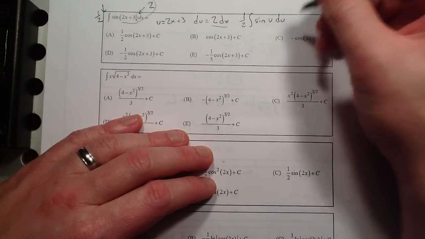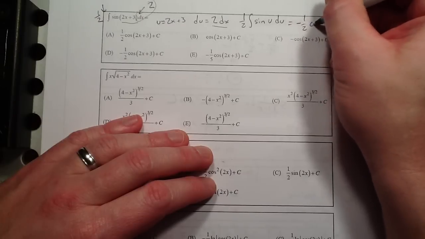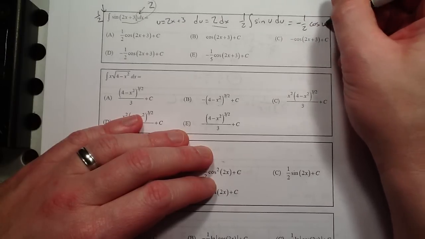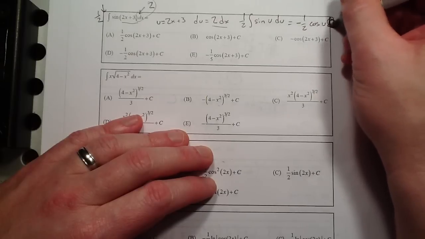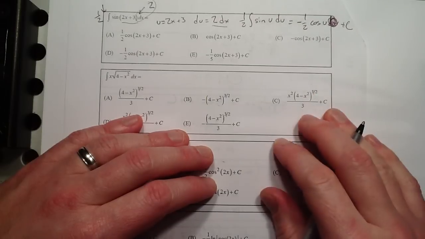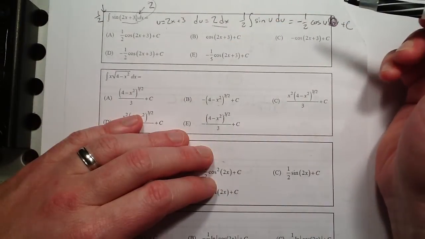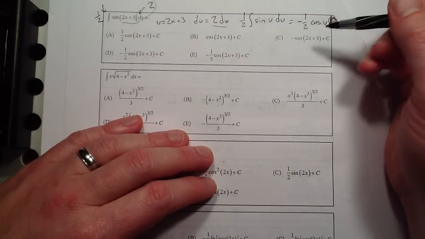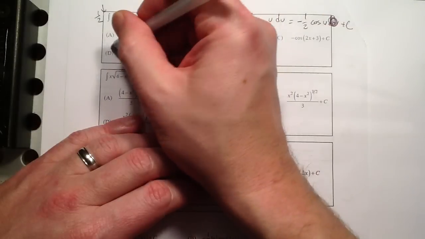And the antiderivative of sine is negative cosine. So that's negative 1/2 cosine u plus c. And u was 2x plus 3. So looking for negative 1/2 cosine of 2x plus 3 plus c. That's d.